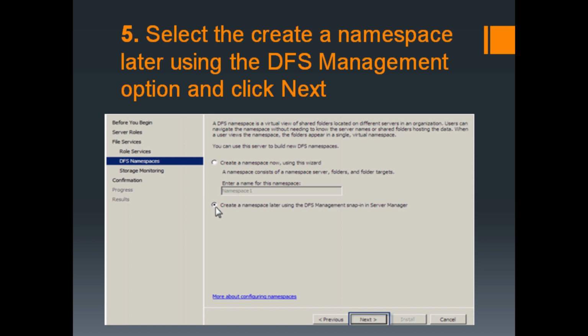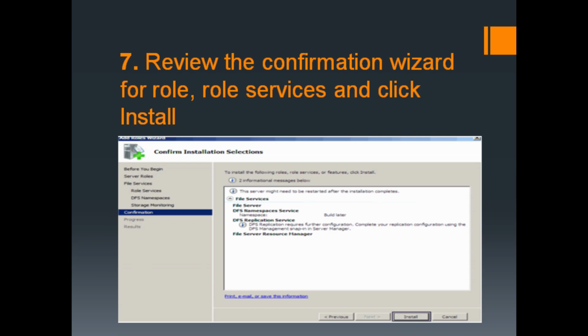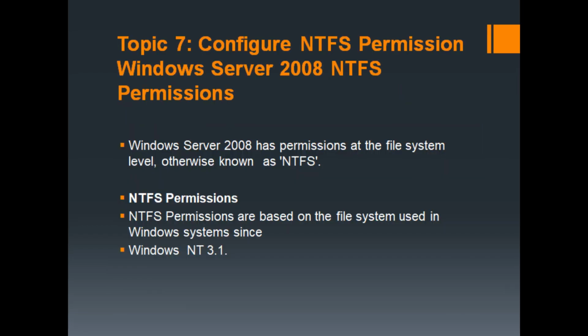Number 5. Select the Create a Namespace later using the DFS Management option and click Next. 6. Click Next. 7. Review the confirmation wizard for role services and click Install. 8. Check the installation progress. Topic 7. Configure NTFS permission. Windows Server 2008 NTFS permissions.